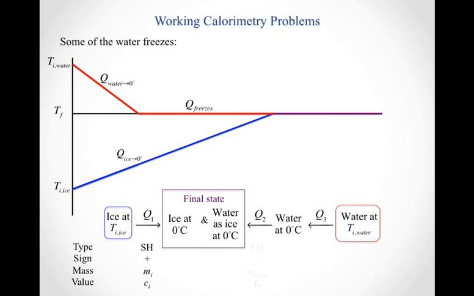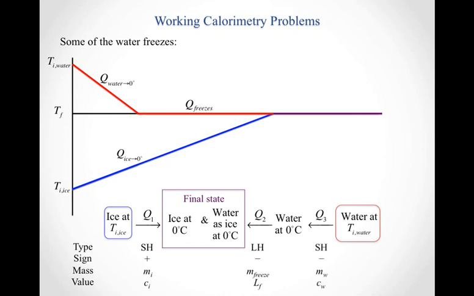Q2, however, is where some of the water freezes, so that's latent heat. In freezing, it's got to give energy up, so I know the sign is negative. I don't know what that mass is. That may be one of the unknowns that I have to calculate. I do know that I need the latent heat of fusion to calculate the latent heat for Q2.